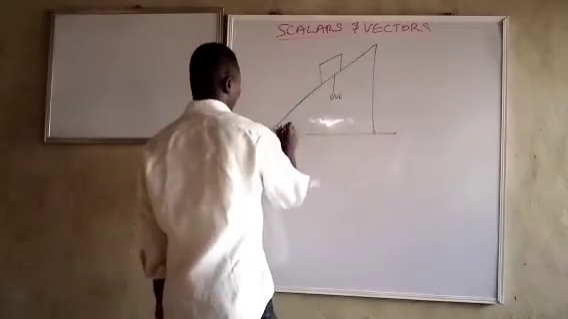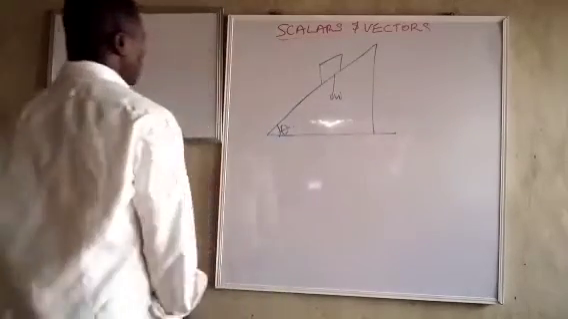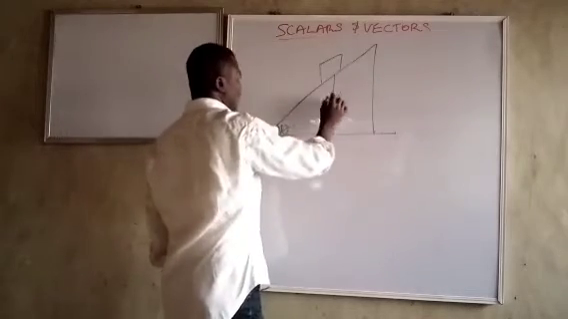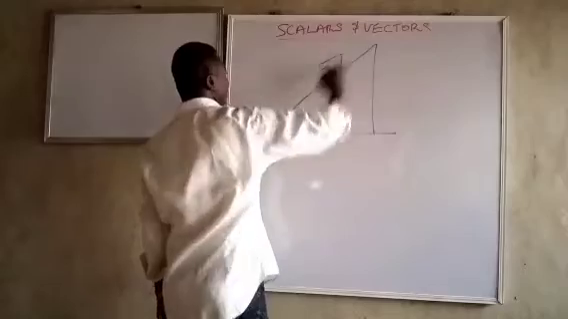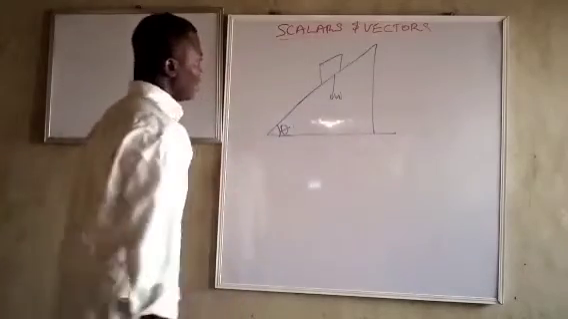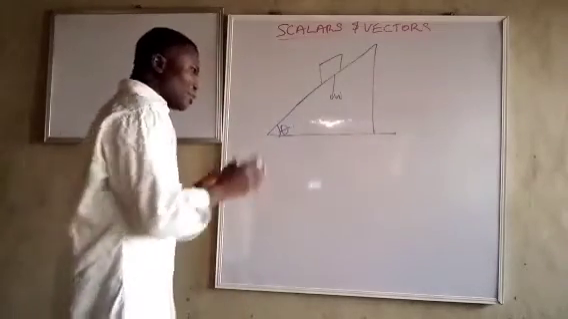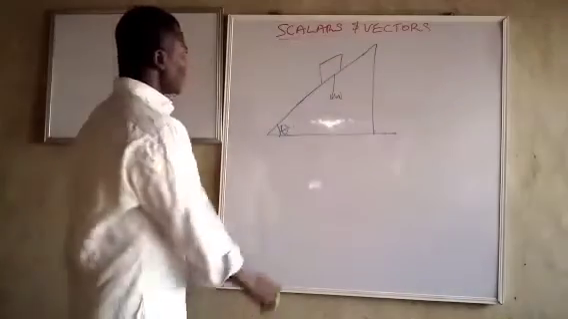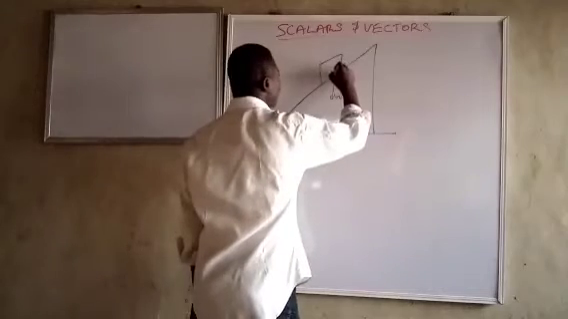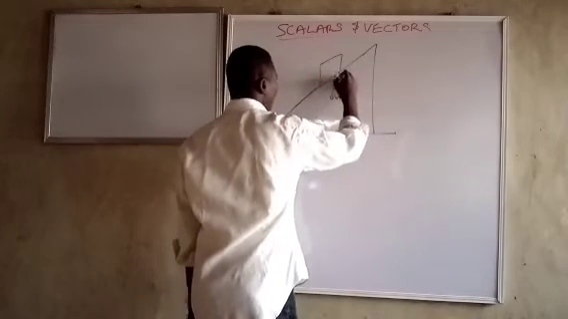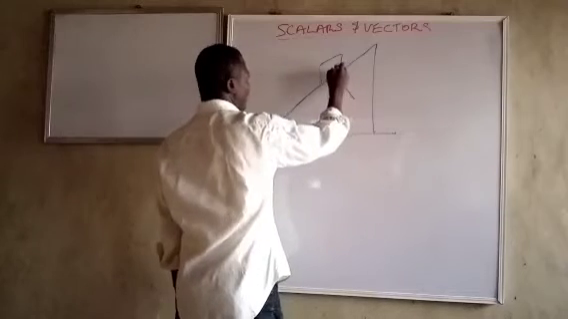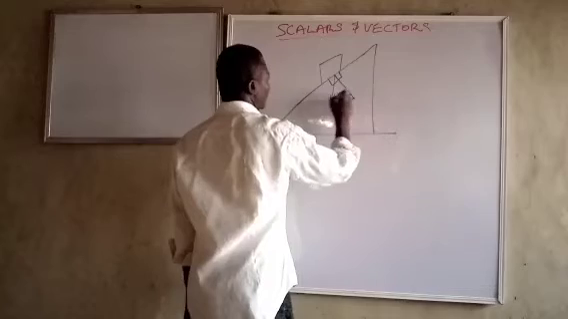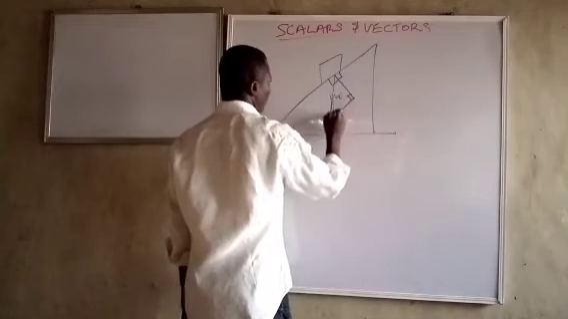This is theta. And we want to resolve the weight along the inclined plane, which means that we are going to develop two perpendicular forces that will be equal to the weight. What happens? We have this like this, and then we have another one parallel to the plane like this. So the two of them will be equal to this weight.